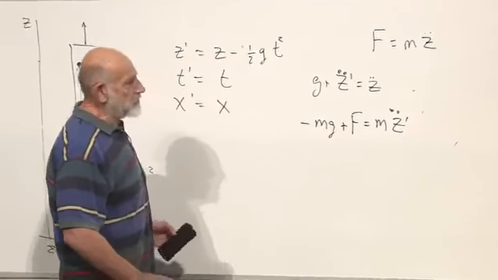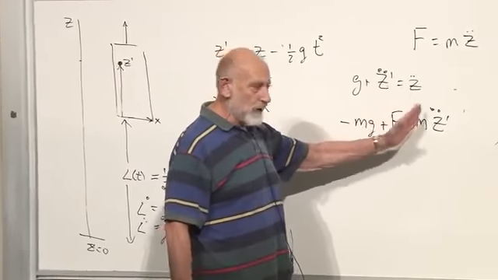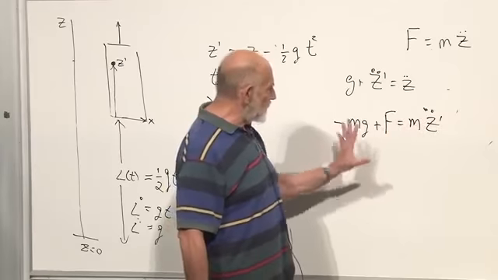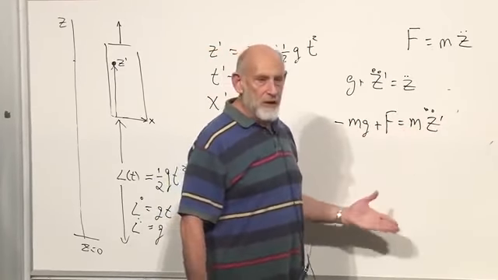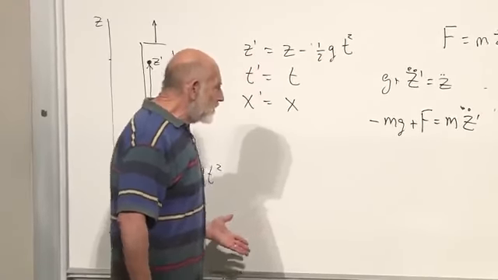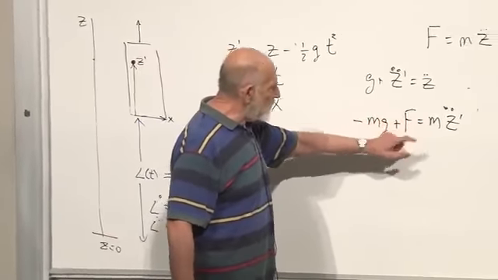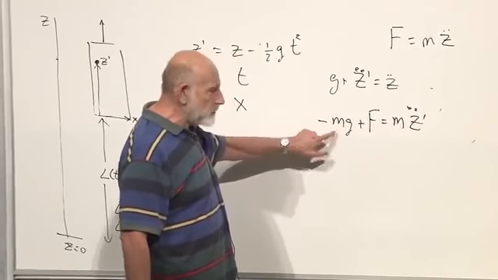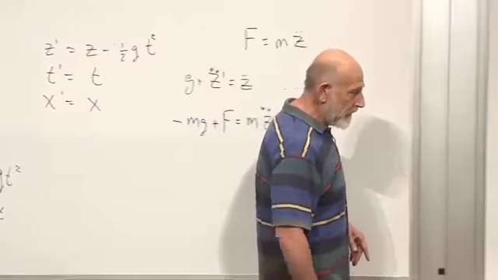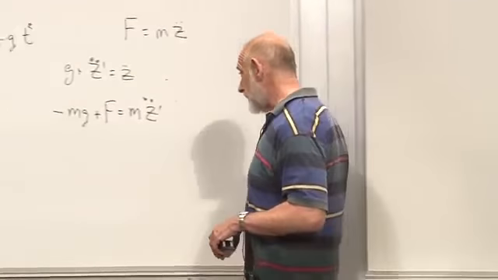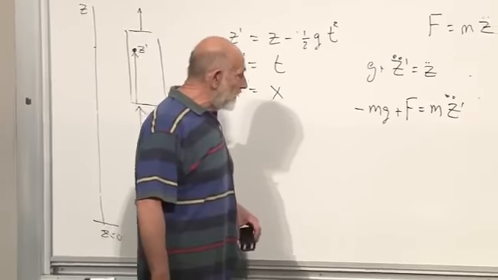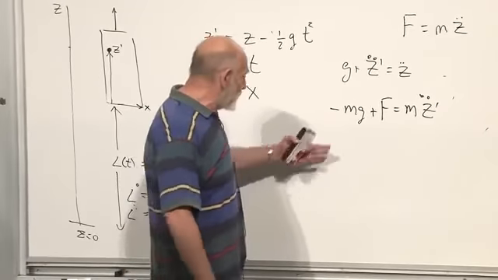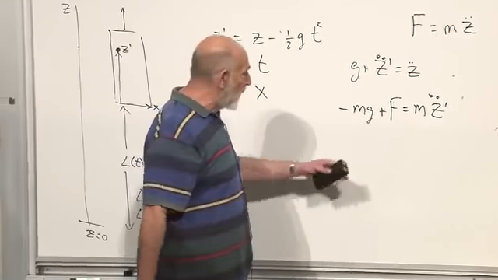Why do I want to shift it to the other side? Because I want to make it look like a Newton equation. Mass times acceleration is equal to something, and that something I call the force in the primed frame of reference. And you notice, as expected, the force in the primed frame of reference has an extra term, a sort of fictitious term, which is just the mass times the acceleration of the elevator.